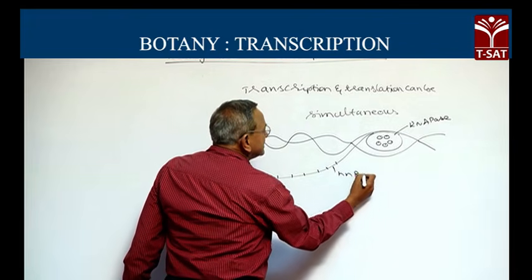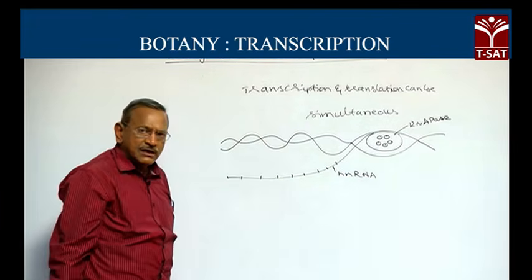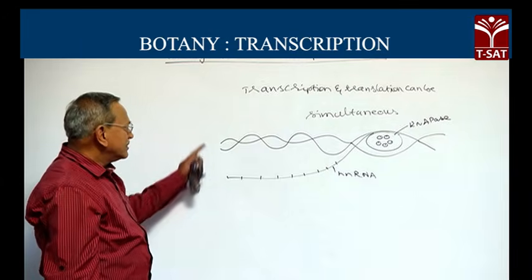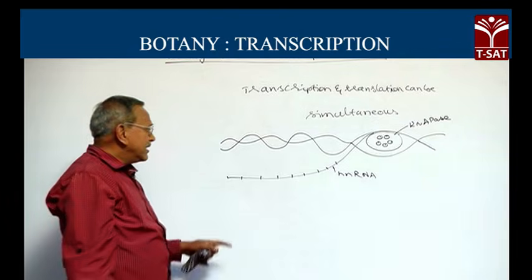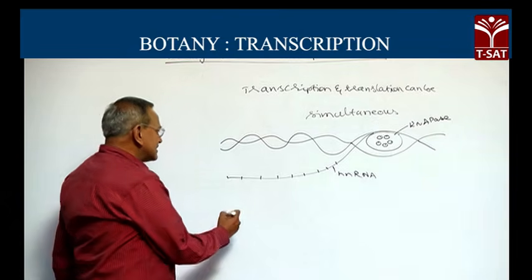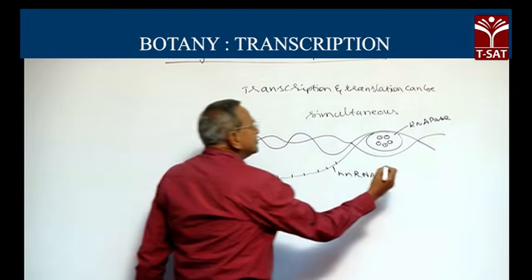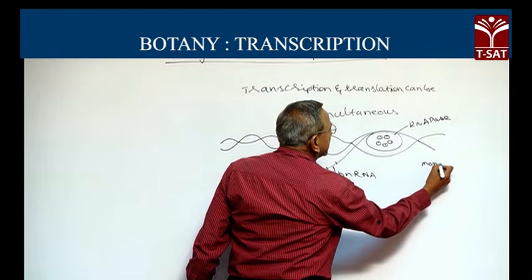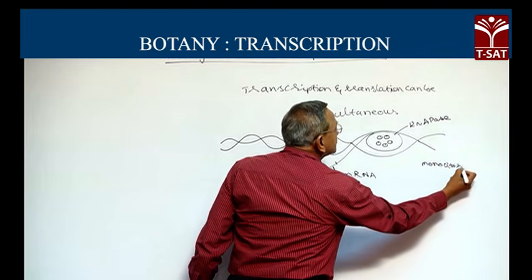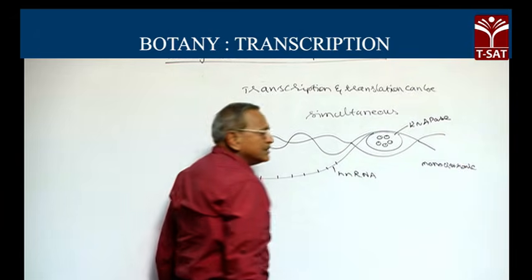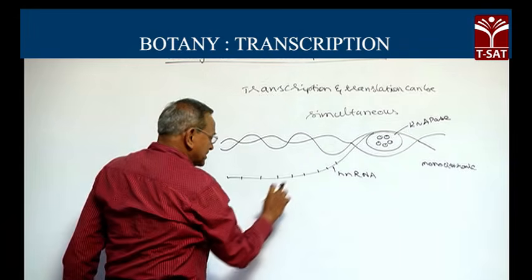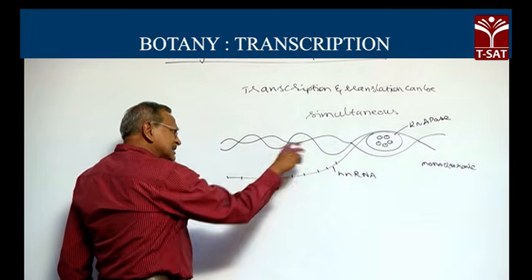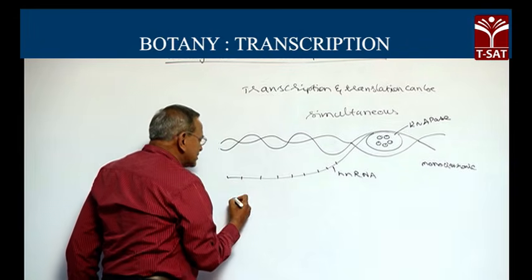This is called hnRNA. So, there is a promoter and there is a terminator, and the process will continue like this, and the gene here is monocistronic. Okay, the process is completed. Initiation, elongation, termination also completed.